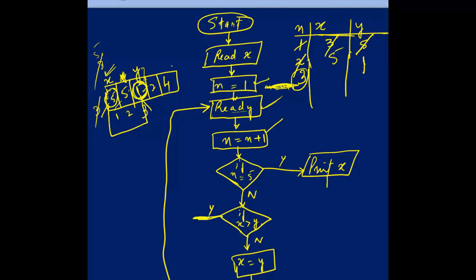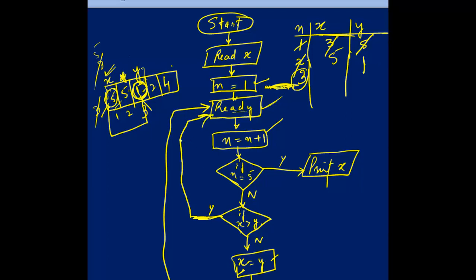So we don't need to replace, like here we were replacing with x is equal to y, because the value of x was smaller, and we replaced it with the greater value, that was y. Whether the value of x is smaller or whether the value of x is greater than y, in both cases we have to read the next number. In this yes case also we have to read the next number.